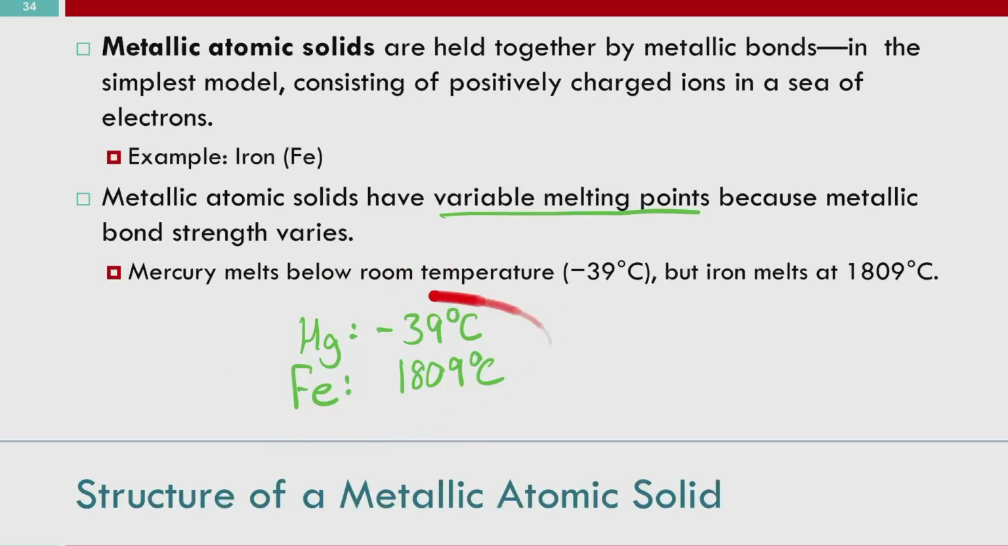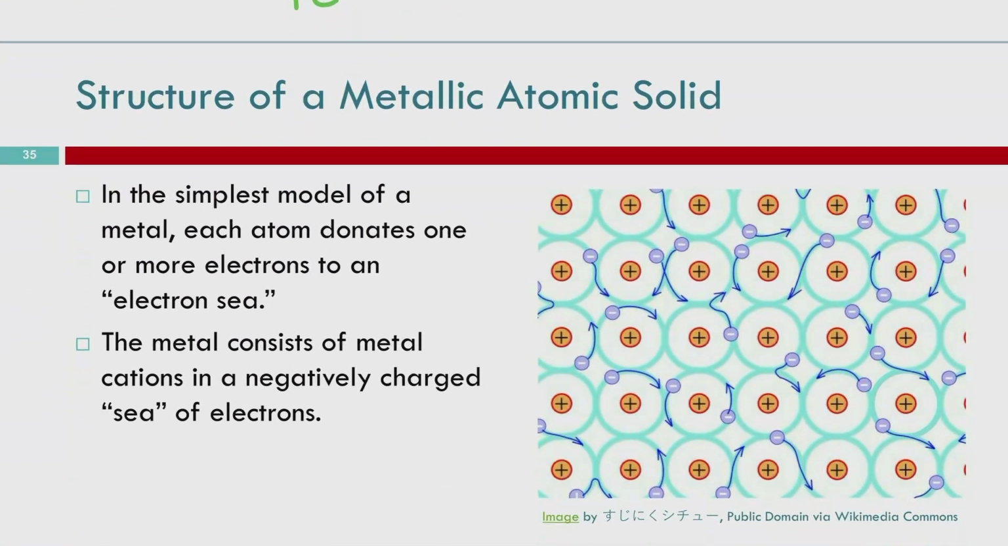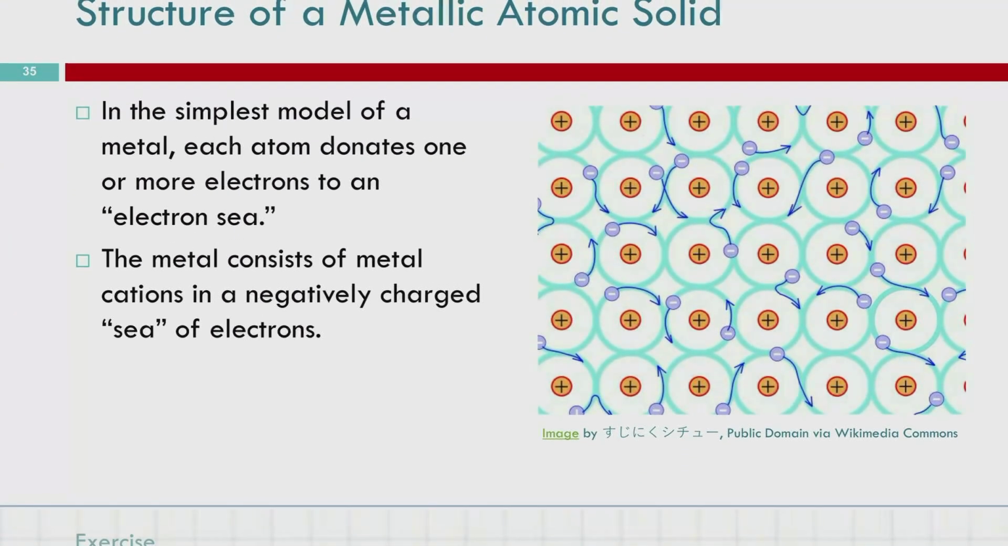So a variable range for our metallic atomic solids. This is what those metallic atomic solids might look like. We've got a bunch of positively charged nuclei, that's like the atoms of our metals, and then they're sharing their electrons. So the electrons can just kind of go wherever they want to.